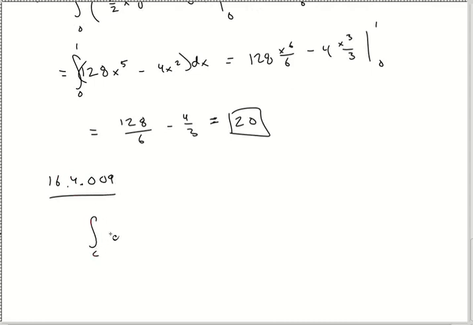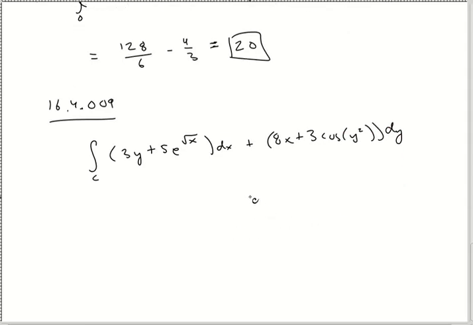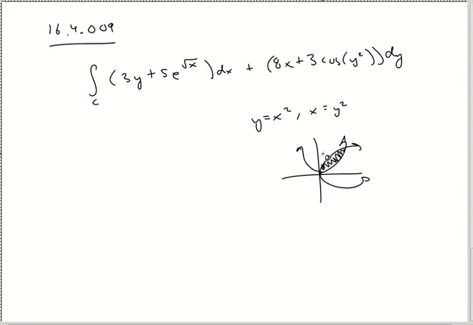16.4.09. So the integral over a curve, 3y plus 5e to the square root x dx plus, and then I got 8x plus 3 cosine y squared dy. Okay, and it says it's bounded by y equals x squared and x equals y squared. So essentially this x equals y squared is a sideways parabola, and then we got a regular parabola. You can see that we got this section in there. Again, that's going to go from 1 to 1 kind of thing. Well, let's go ahead and find out what we got.